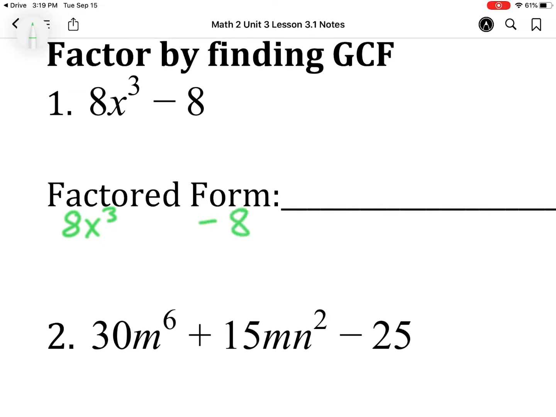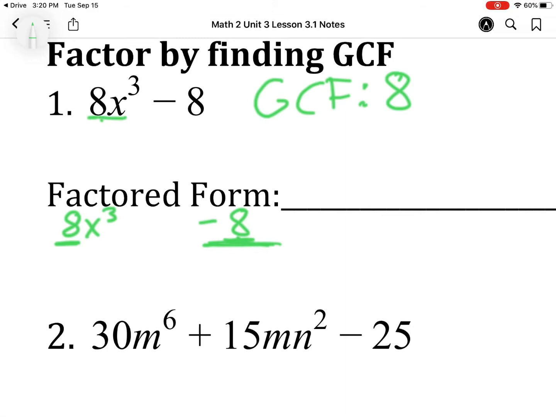So hopefully we can see that our GCF would be 8, number-wise. The reason why we do not have negative 8 as our greatest common factor is because both 8s are not negative. Our x variable is not going to make its way into the GCF because the negative 8 does not have a variable with it. So it's not in common, so it doesn't get included.